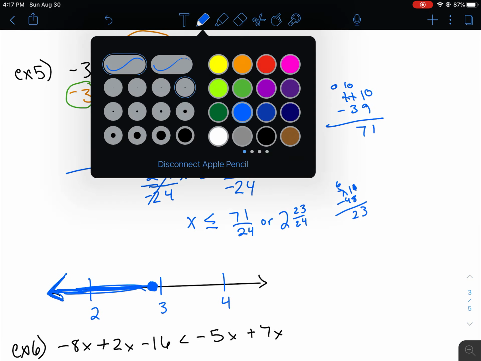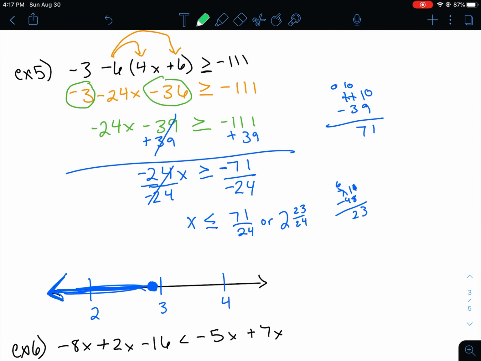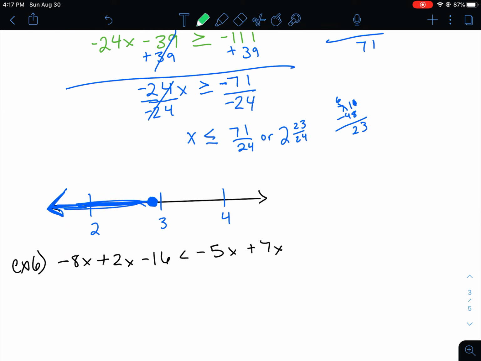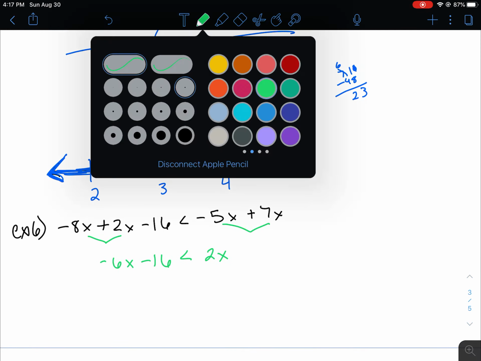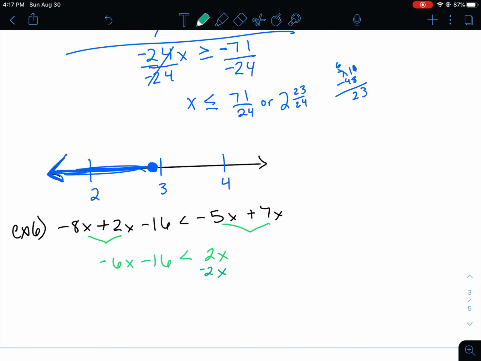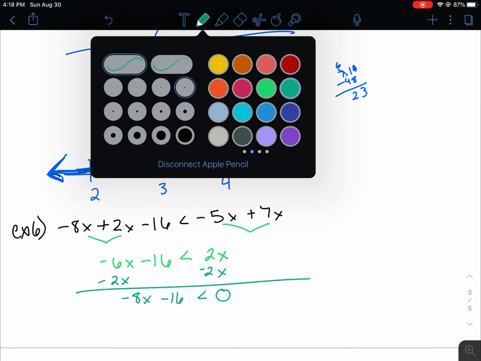Okay, and our last example here, combine like terms on both sides first. So negative 8x plus 2x is going to give me negative 6x minus 16 is less than negative 5x plus 7 is 2x. Now, most of you would say, okay, let's subtract the 2x to the other side. Completely fine. We can do that. Just remember that when you do subtract your 2x to the other side, it gives you negative 8x minus 16 is less than 0. Okay, so don't forget that there is still something left on that side.